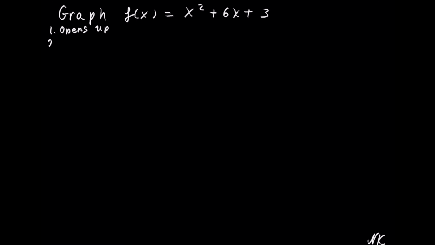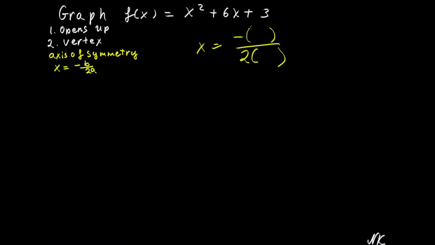The second thing we need to do is to find the vertex. And in order to do so, we need to find the axis of symmetry first. It's happening at x is equal to negative b over 2a. So let's calculate x is equal to negative b divided by 2a. In this function, b is 6 and a is 1. So x is equal to negative 6 divided by 2 times 1, which is 2. So x is equal to negative 6 divided by 2, which is negative 3.